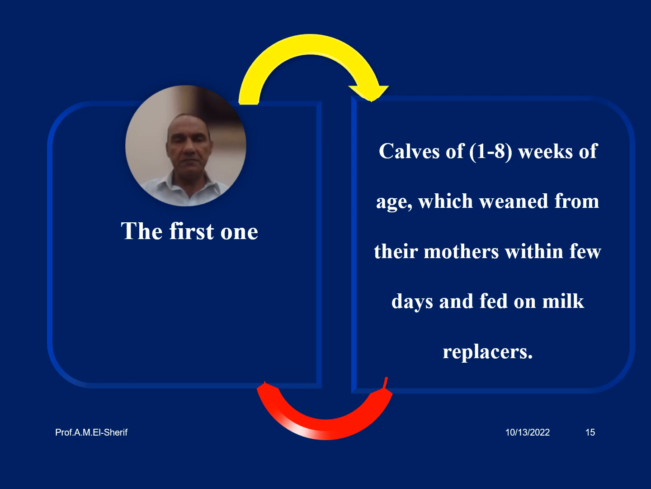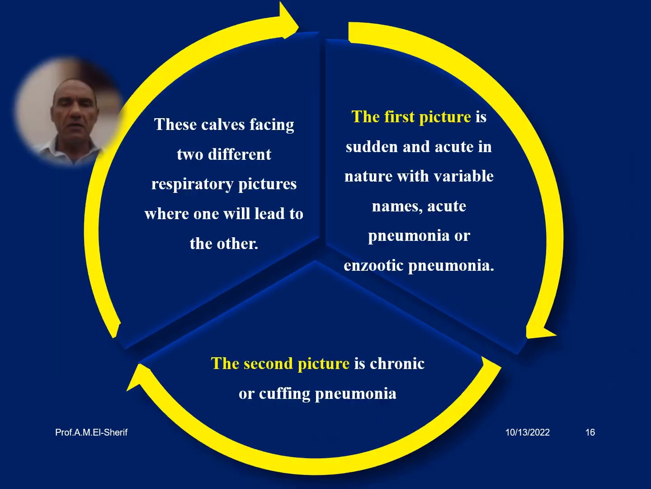Bovine respiratory disease complex phenomena in developing countries are noted under two managemental regimes as the following. The first one, calves of 1 up to 8 weeks of age, which are weaned from their mothers within a few days and fed on milk replacers. These calves face two different respiratory pictures, where one will lead to the other.